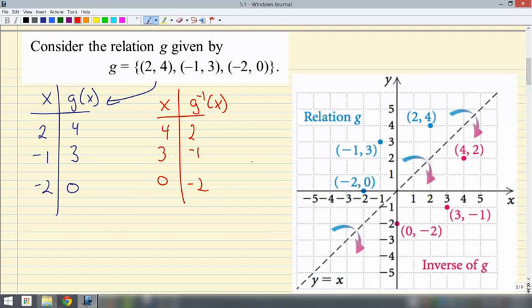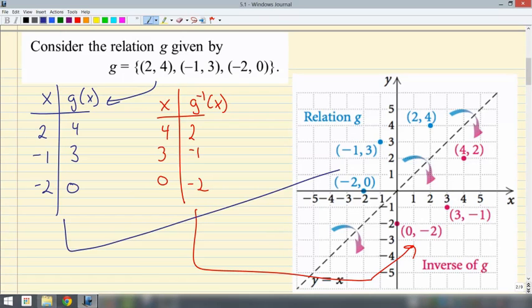And then if you plot these, you can see that these points plotted are the red dots, and these points plotted are the blue dots. And this whole system is symmetrical about the line y equals x.